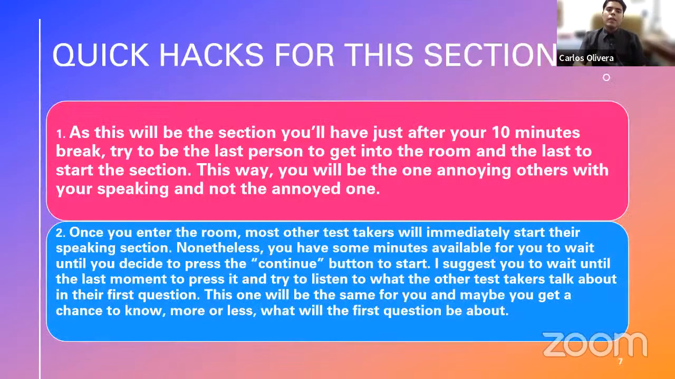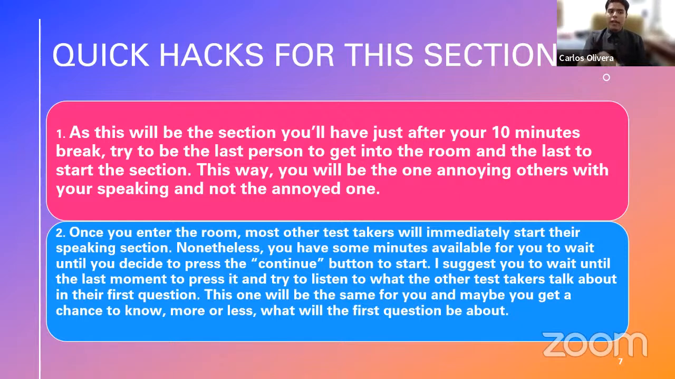We're going to continue. So I have some quick hacks for this section too. I want to share a little bit of my experience and some things that I have comprehended through experience. As this will be the section you'll have just after your 10 minutes break, try to be the last person to get into the room and the last to start a section. Let me explain. Remember that you have this 10 minutes break, right?